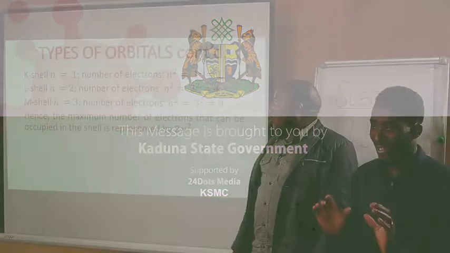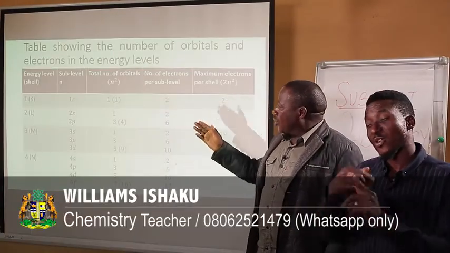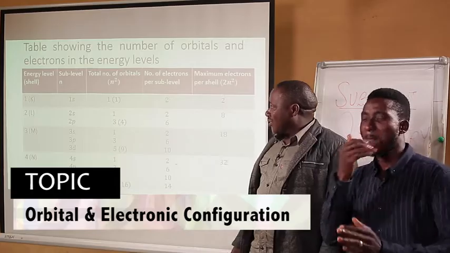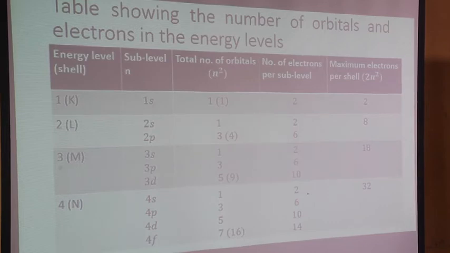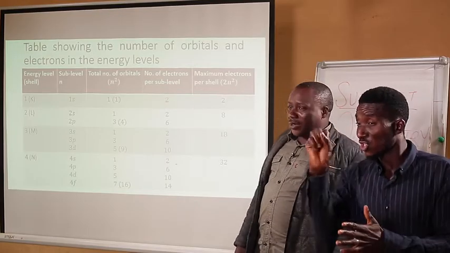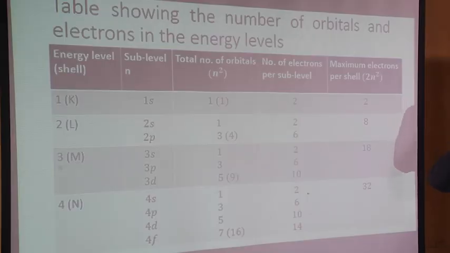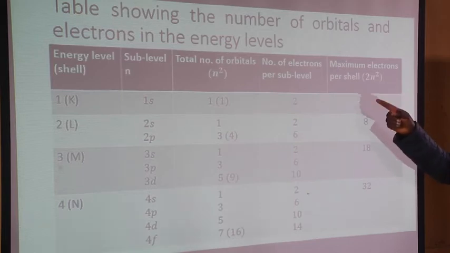Now let us continue with the other aspect of the electronic configuration. Whenever we're talking about this, we can represent it in a tabular form for a better understanding. Take for instance, you can see from the table above, the table showing the number of orbitals and electrons in the energy level. The first one, the first shell, like I mentioned the other time, has only one s orbital found at the first shell, and so the total number of orbitals there is what? 1. When you come down to the number of electrons per sub level, what is it?